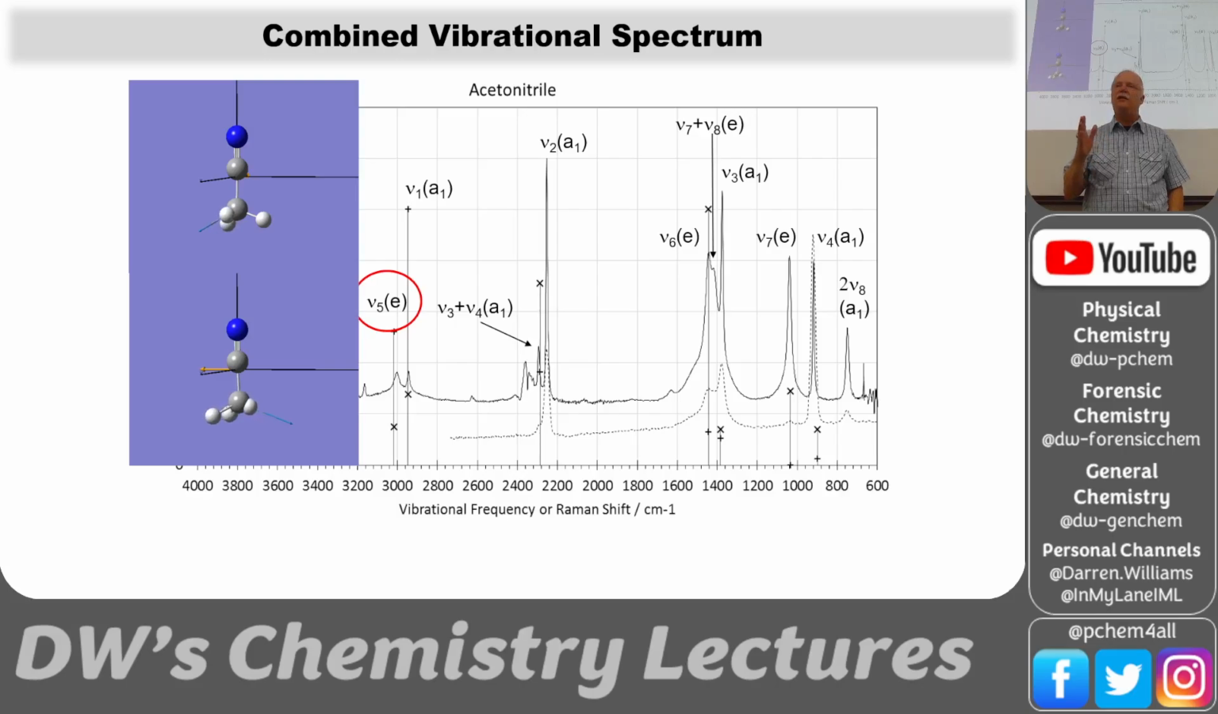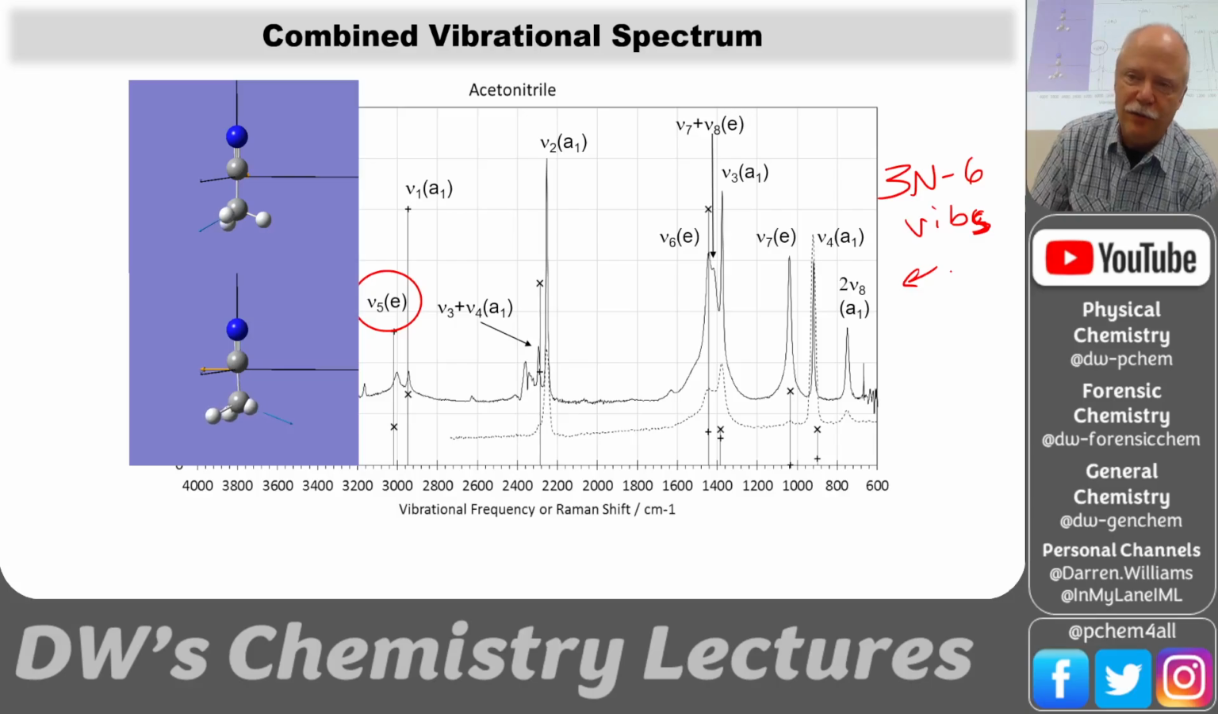How many peaks should you have if every one of them was active in the infrared? In other words, how many vibrations do you have in a molecule? I heard somebody. What'd you say? Yes, 3n minus 6 vibrations. Okay. And so every one of those, if they're infrared active and the selection rules allow them to absorb light, they should have a peak.